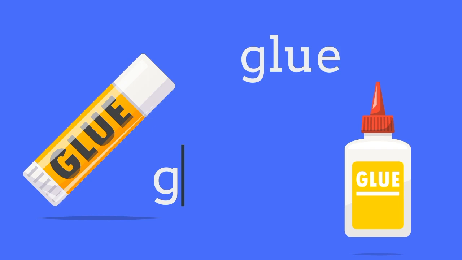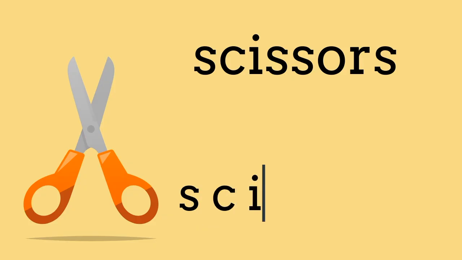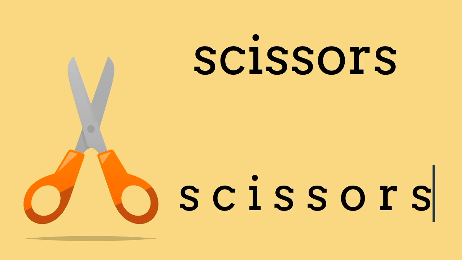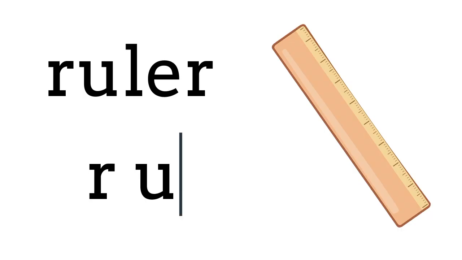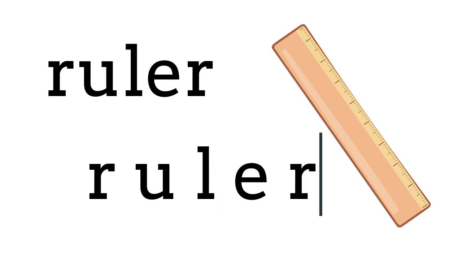I bet you've used glue at school, G-L-U-E. It's a sticky substance that helps attach things to each other. And I bet you have a pair of scissors, S-C-I-S-S-O-R-S. It's something that you use to cut with. If you haven't already seen a ruler, you probably will when you get older, R-U-L-E-R. It's used to make measurements.